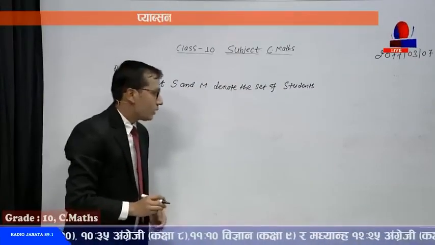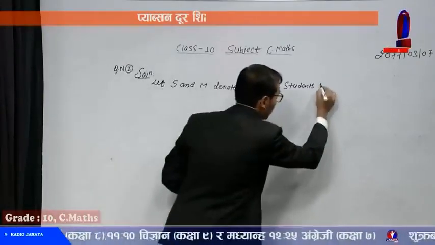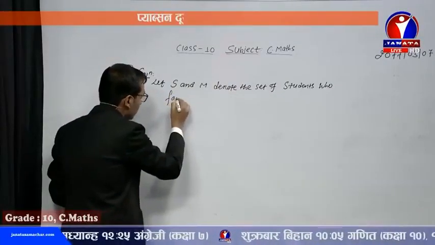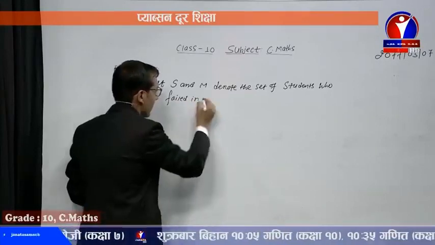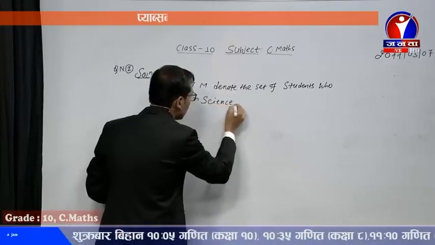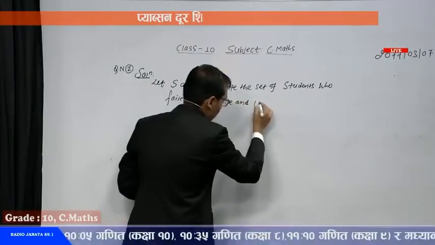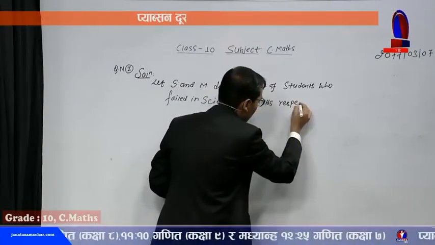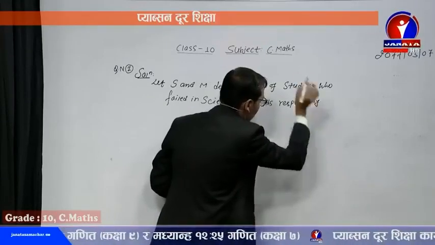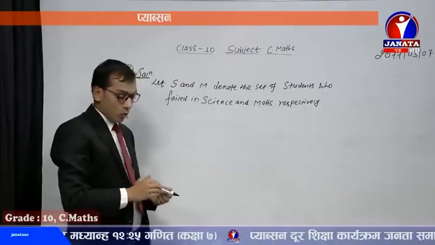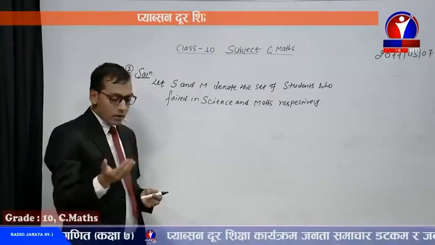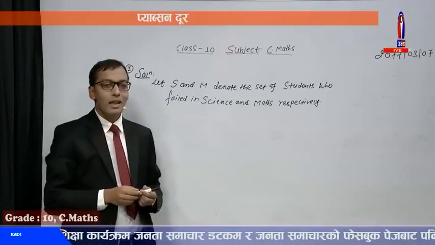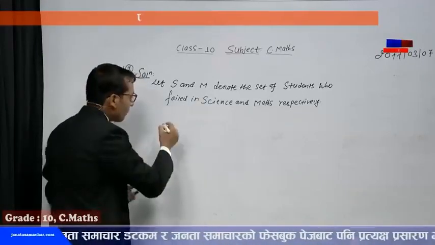Let S and M denote the set of students who failed in science and maths respectively. Okay, so what is the total number of students? There are 5,000 students, but out of 5,000, only 20% of them failed in SE examination. So what is the total number of students?